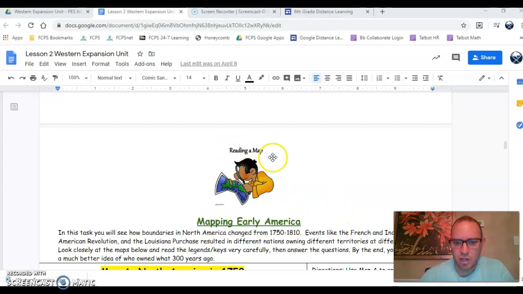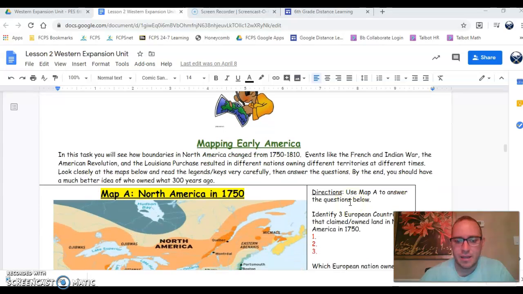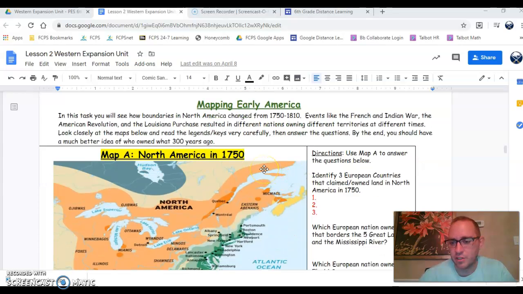The next section is called Reading a Map, and this particular unit deals with the growth and expansion of the United States. So during this time period, people were moving west. They were building things that were allowing people to move west, like overland trails, railroads, canals, not necessarily in that order. And new territories were being added, new natural resources were being found, lots of new inventions. So during this time period, the geography changes.